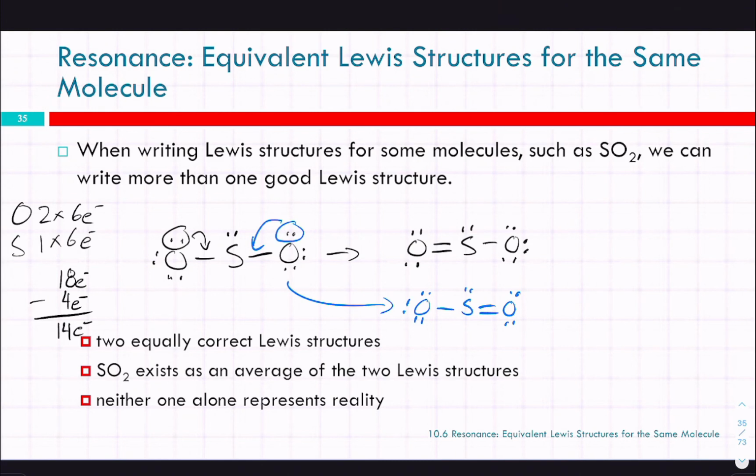In reality, it's not one or the other. It's actually a hybrid of the two. So instead of having 2 full double bonds, you have 2 partial bonds, like 1.5 bonds. These are called resonance structures. So both of these are valid. You'd usually write them a little further apart, and then put a line between them to say it's both of these.